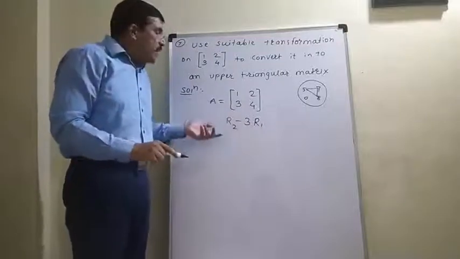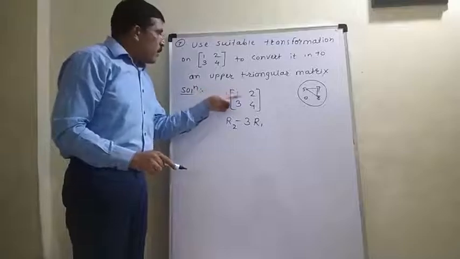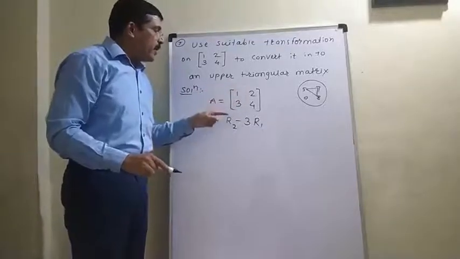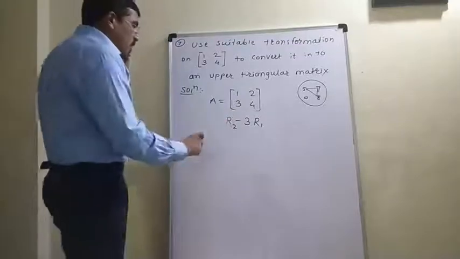It means what we are doing here, we are changing R2. How can we do this? Why are we doing this? Because we have 1 here. If we multiply the first row by 3, then 3 minus 3 becomes 0. That's why we are doing this. Let us see how to do it.